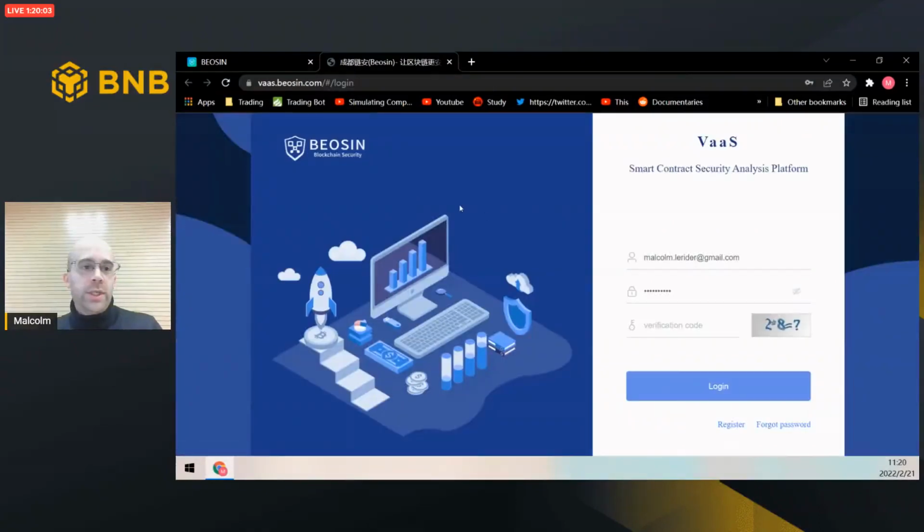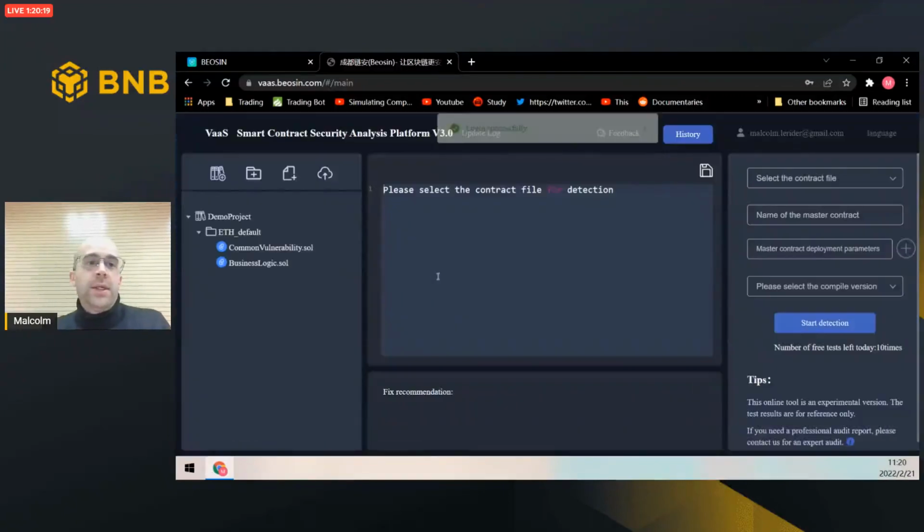You will come to the login screen, and let me see, I have my login information already entered onto the screen, and the verification code is just to calculate the little math problem that you have on the screen there, and log in. And this is how the platform looks. You will have the source code in the middle and some settings that you can set on the right side of the screen, and smart contracts on the left side.